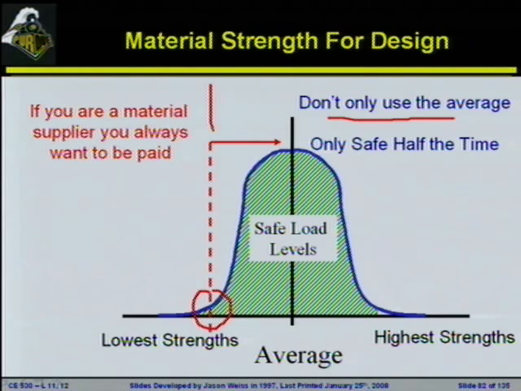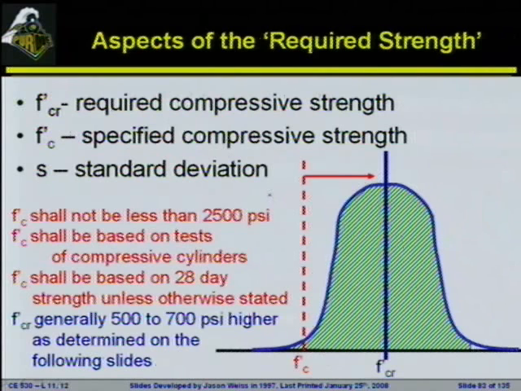So if we say that we're required to have the strength that's dictated here by the red dashed line, we want to target a strength that's slightly higher so that our average is higher, so that the majority of data falls above that required minimum strength.